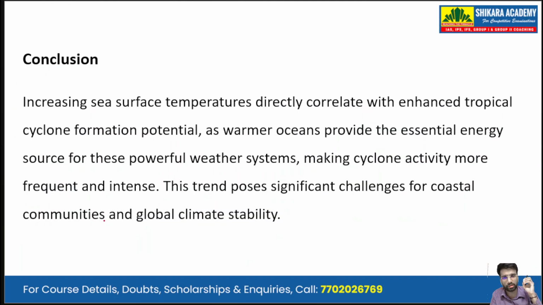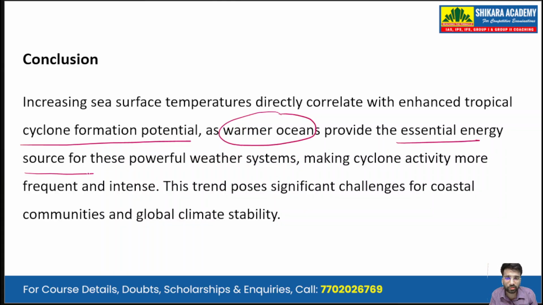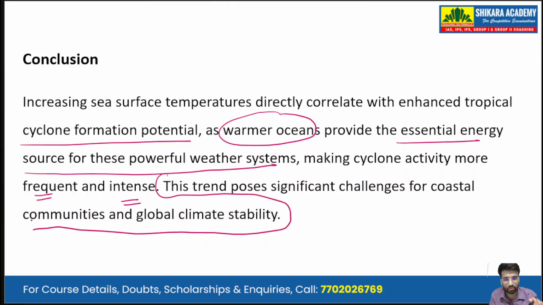So how do we conclude our answer? We summarize the body of the answer here. Increasing sea surface temperature directly correlates with the enhanced tropical cyclone formation potential, as warmer oceans provide essential energy source for these powerful weather systems, making cyclone activity more frequent and more intense. Now we have to write the relevance. What is the relevancy of all this issue? This trend poses significant challenges for coastal communities and global climate stability. This is why we should be bothered about this thing. Okay, so that was our answer.